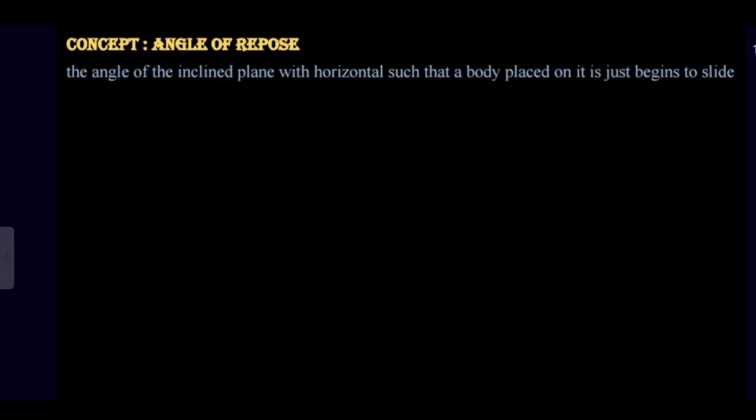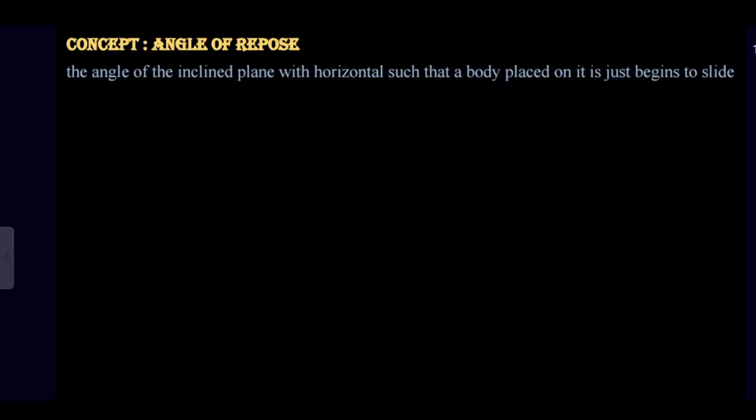Let us say here, if I place some object here, so now this is the angle between the board and this plane. This is the angle theta. Now here, when this is like this, the body is at rest. Now if I increase my angle, what happens now here? It will fall. That angle is called the angle of repose.